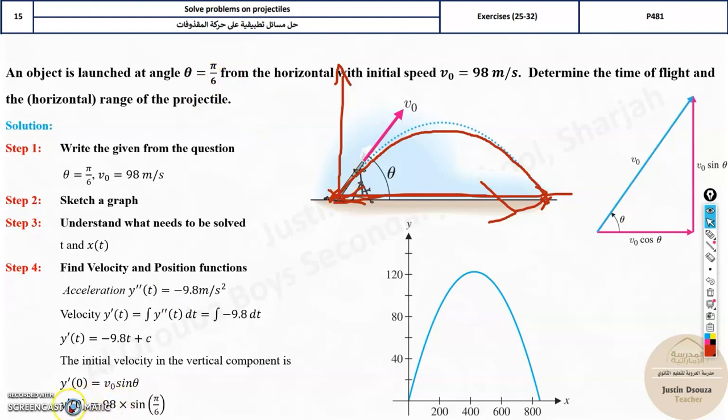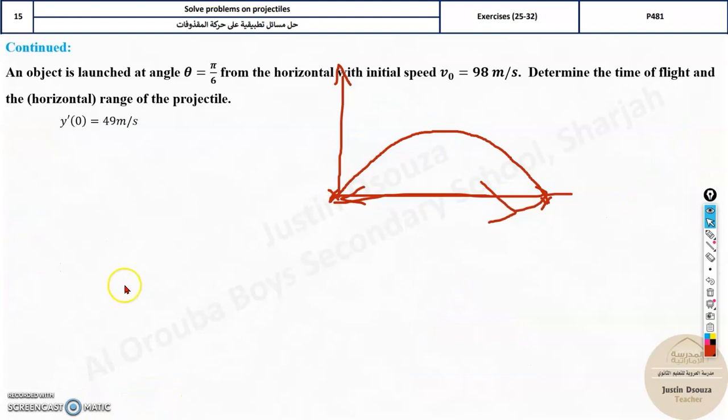So we need to solve for it. y'(0) is 98 times sin(pi/6). You need to solve that. You will get 49 meters per second. That would be the c value.